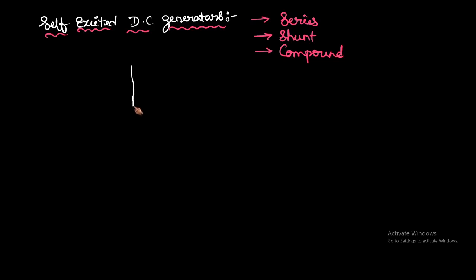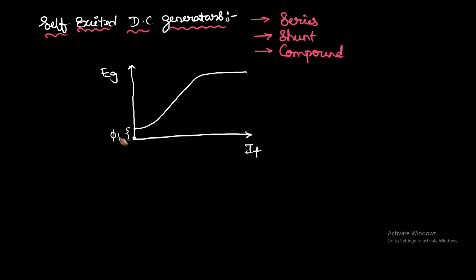Let us understand how they are self-excited. If you draw the characteristics between the EMF generated and the field current, Eg versus If, this characteristic is known as the open circuit characteristic. It is not starting from 0, as we already discussed; it starts from some point, then increases linearly, then reaches a saturated point. The starting point is called the residual flux.